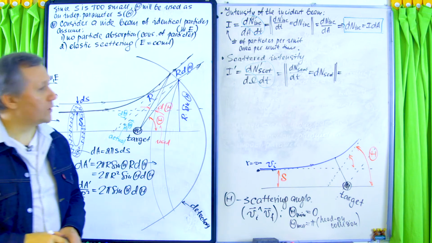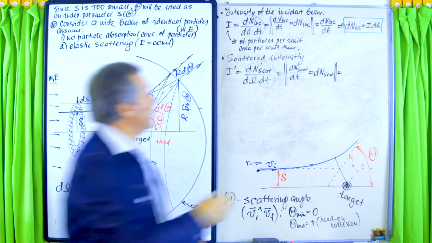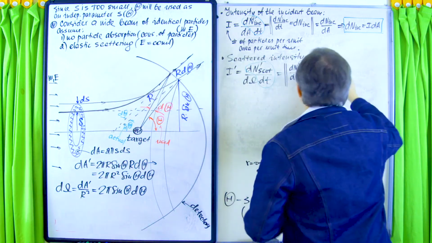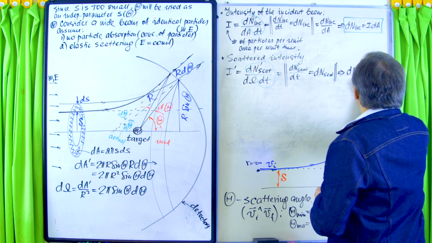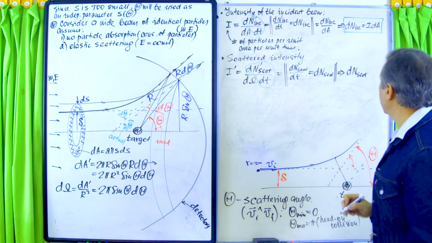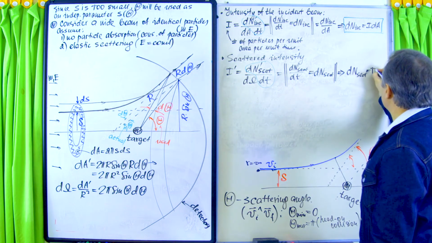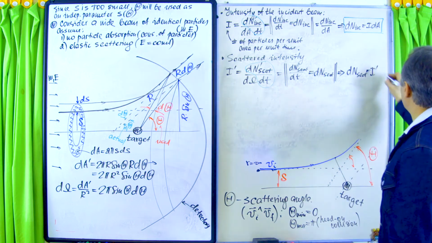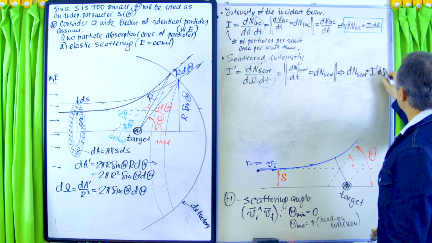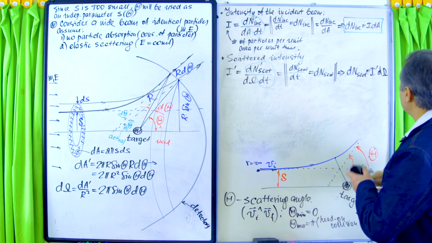Right. So as a result, of course, I can write similar. Okay, let me write immediately. So it will be a number of particles scattered per unit time in d omega. It will be equal to the scattered intensity times d omega. Right. Okay, so let me frame this.